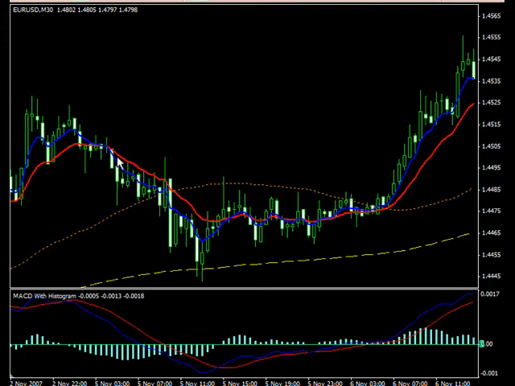Blue and red EMAs here are 5 and 13. The orange dash line is a 55 simple moving average. The yellow dash line is a 200 EMA. Then down on the bottom I just have a really basic MACD with histogram. Now, just kind of use all these together. One indicator kind of confirms the other.